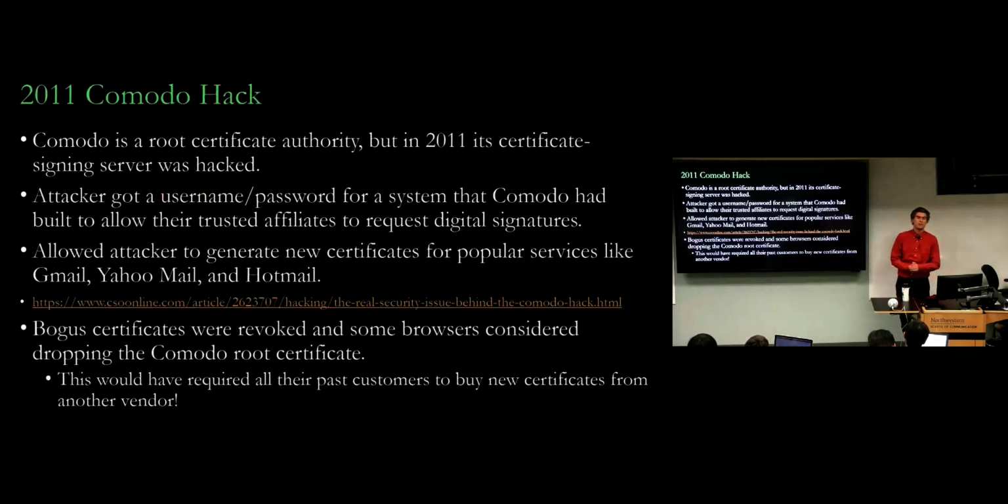Okay, so an example of this kind of leak was in 2011. Famously, Comodo was hacked. Comodo, although it has a ridiculous name, was a trusted root authority, and their certificate signing server was hacked. It wasn't exactly that their private key was released, but they had a server with a username and password login system that allowed trusted affiliates to request digital signatures. And I think they had some kind of dumb default username and password for it.